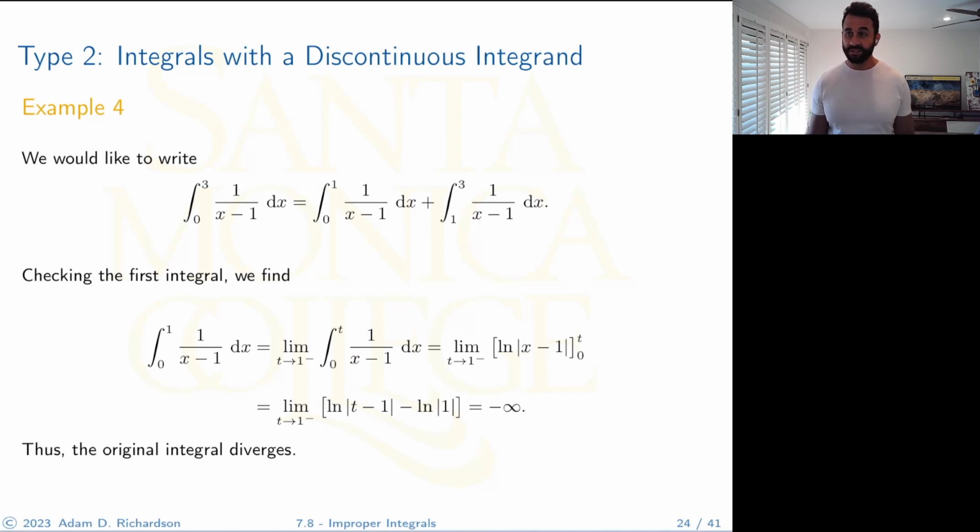That's it. So this one diverges. So we have another divergent integral. It doesn't mean they will always be divergent, though. That's the interesting thing. Just because these two examples were divergent does not mean they will always be divergent.